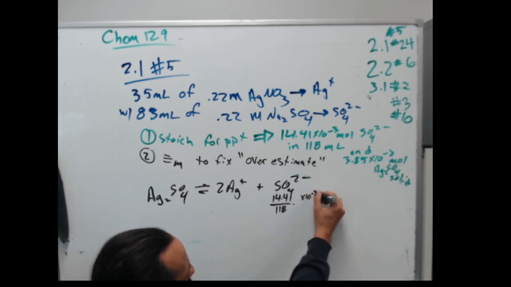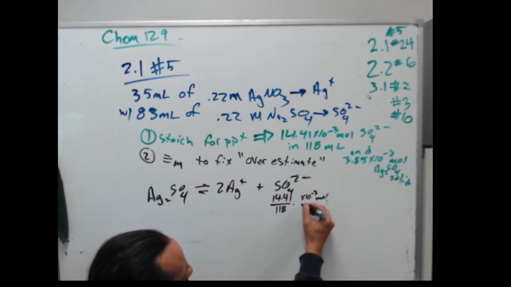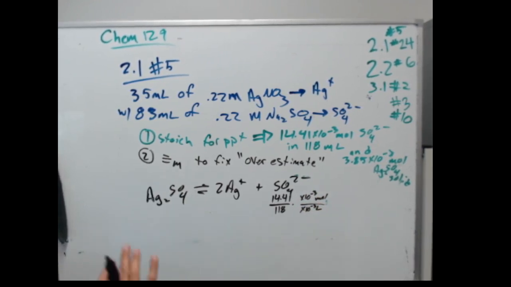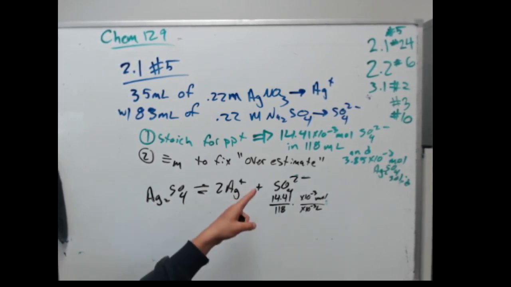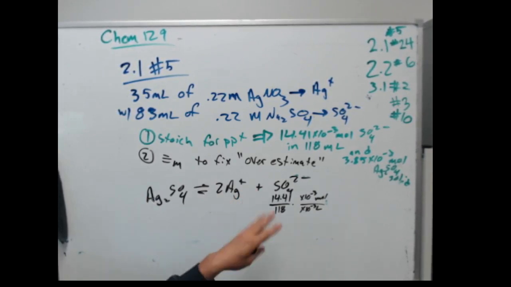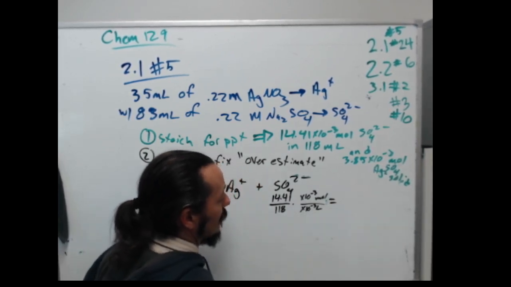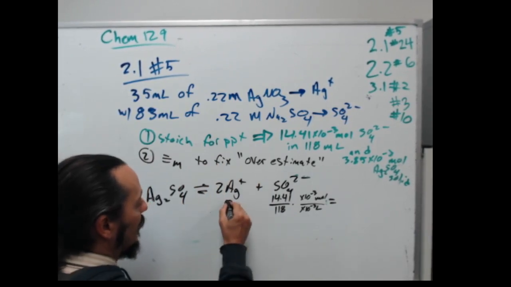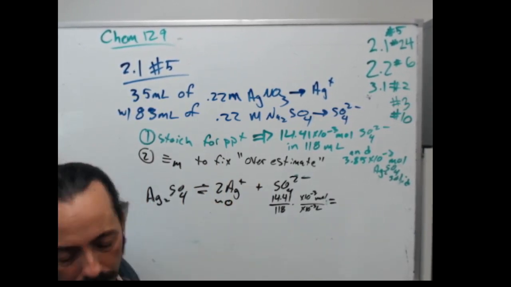This has 10 to the minus 3 moles. This has 10 to the minus 3 liters. So notice the 10 to the minus 3s just cancel out, because when I convert milliliters to liters, there's the 10 to the minus 3, 10 to the minus 3. Whatever the case, I calculate a concentration here that is not 0. My silver is approximately 0.